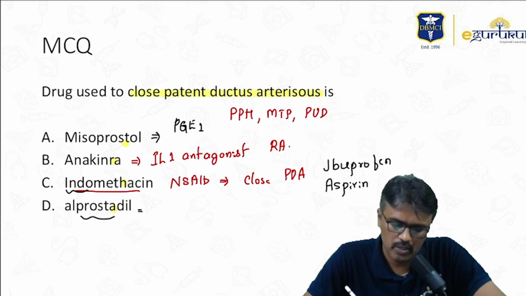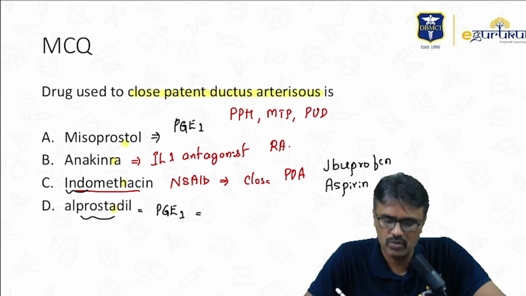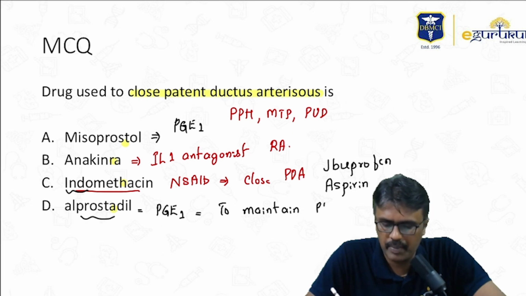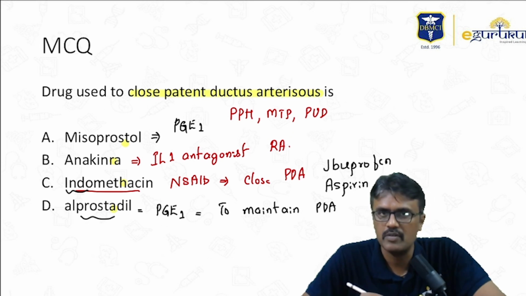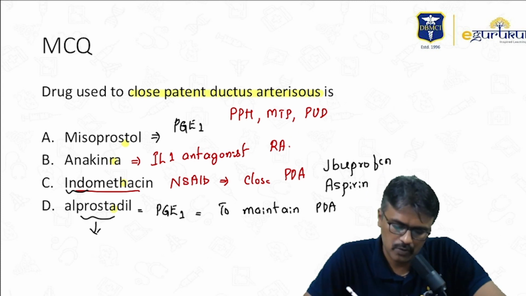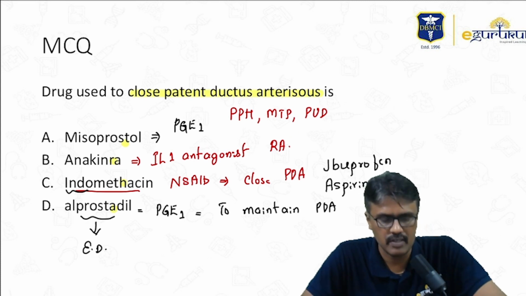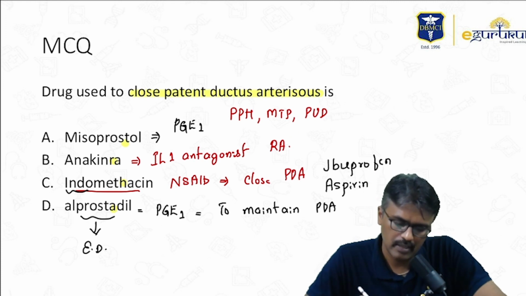Alprostadil, remember, is also a PGE1, and it is used to maintain patent ductus arteriosus. Suppose you want to maintain patent ductus arteriosus, then we use alprostadil. It is also utilized for erectile dysfunction. So the answer is indomethacin.